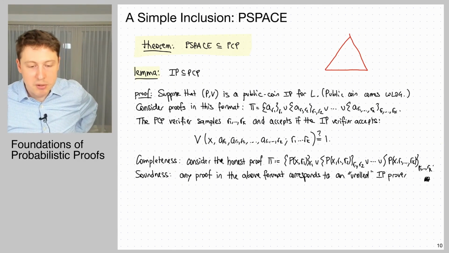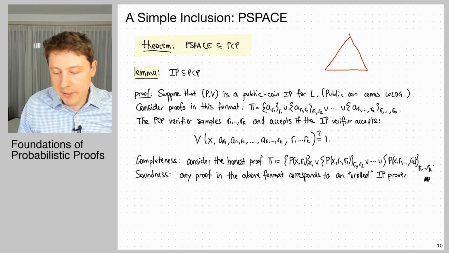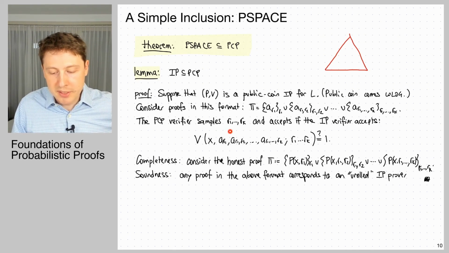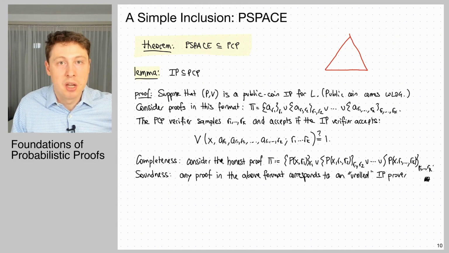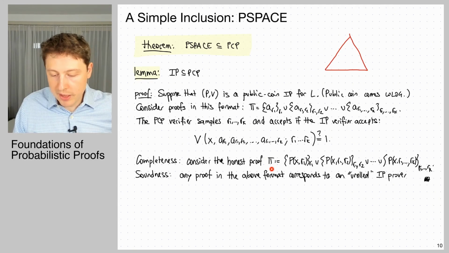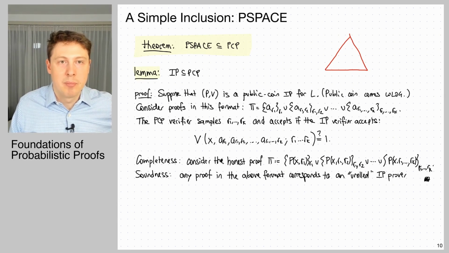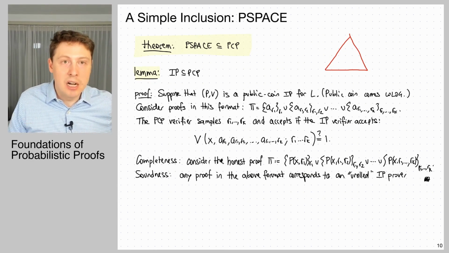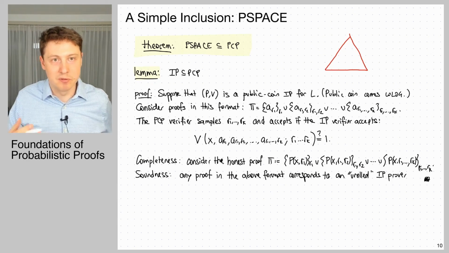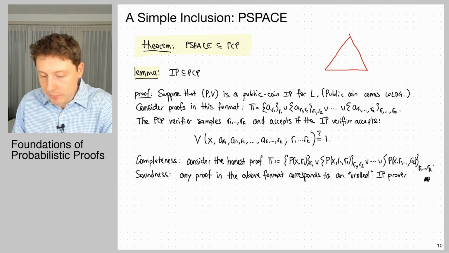Now, of course, this transformation is not very nice for the honest prover, because maybe the honest prover of the interactive proof was very efficient. And now the honest prover of the PCP has to basically run the honest prover of the interactive proof on every possible transcript, right? But again, who cares? Right now we're just looking at complexity classes. And so we're kind of discounting that right now.